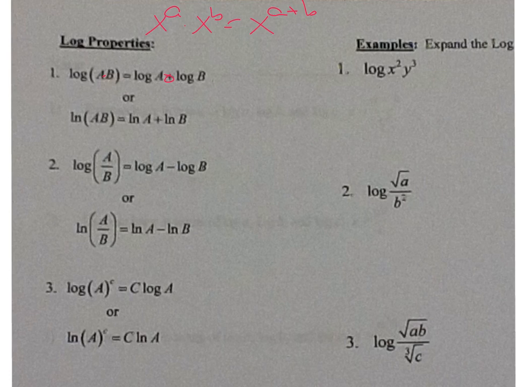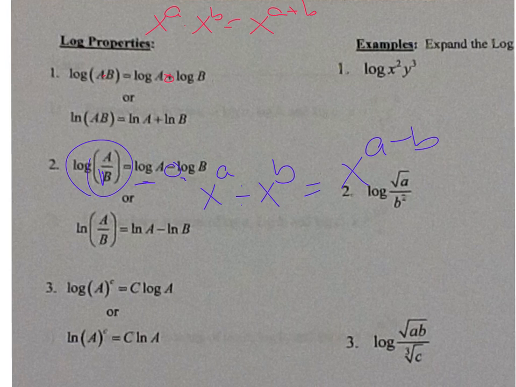So take a look at the next one, the division. I have log a over b. They separate with a minus. So it's log a minus log b. And the same thing for ln. ln a over b is equal to ln a minus ln b. So remember that rule, x to the a divided by x to the b is equal to x to the a minus b power. That's where this rule comes from. Okay, when you have a division, they separate. Each one gets a log with a minus.